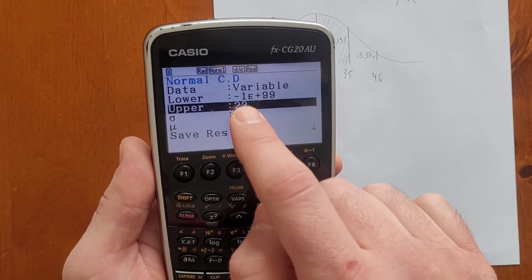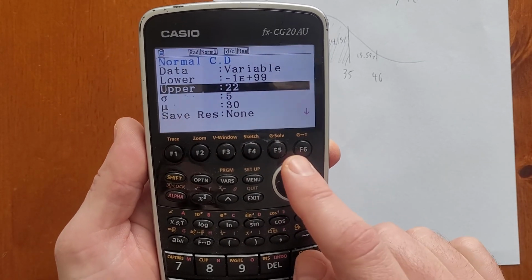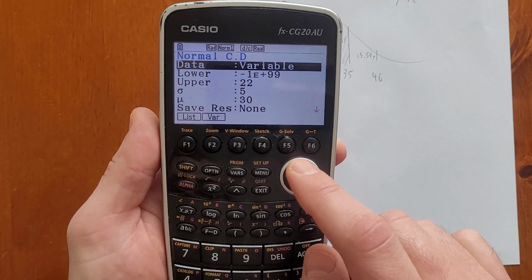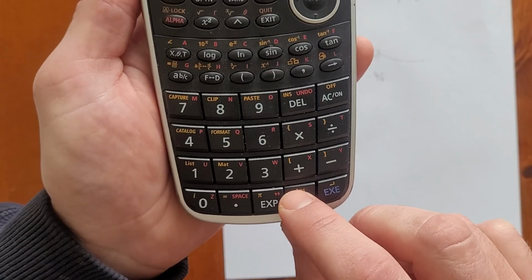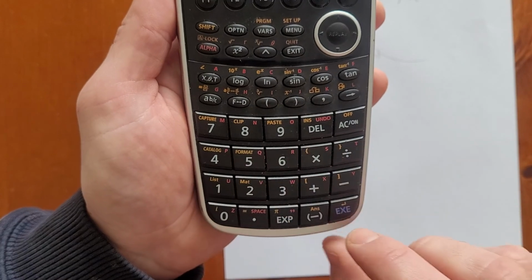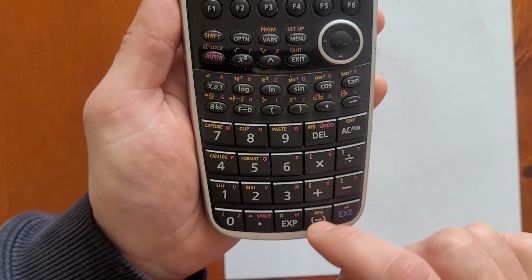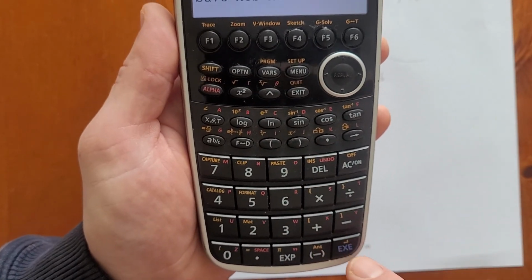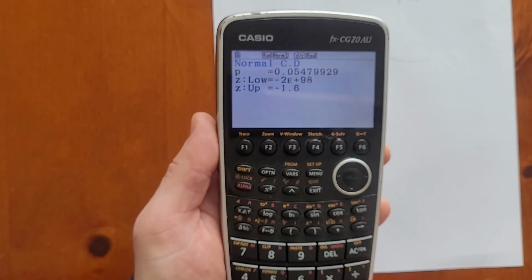So minus, and then E99, maybe you didn't see what I did there. I'll go back up to it again. You press minus E99. That's bringing up minus infinity. Minus E99. There we go. So let's perform that calculation.